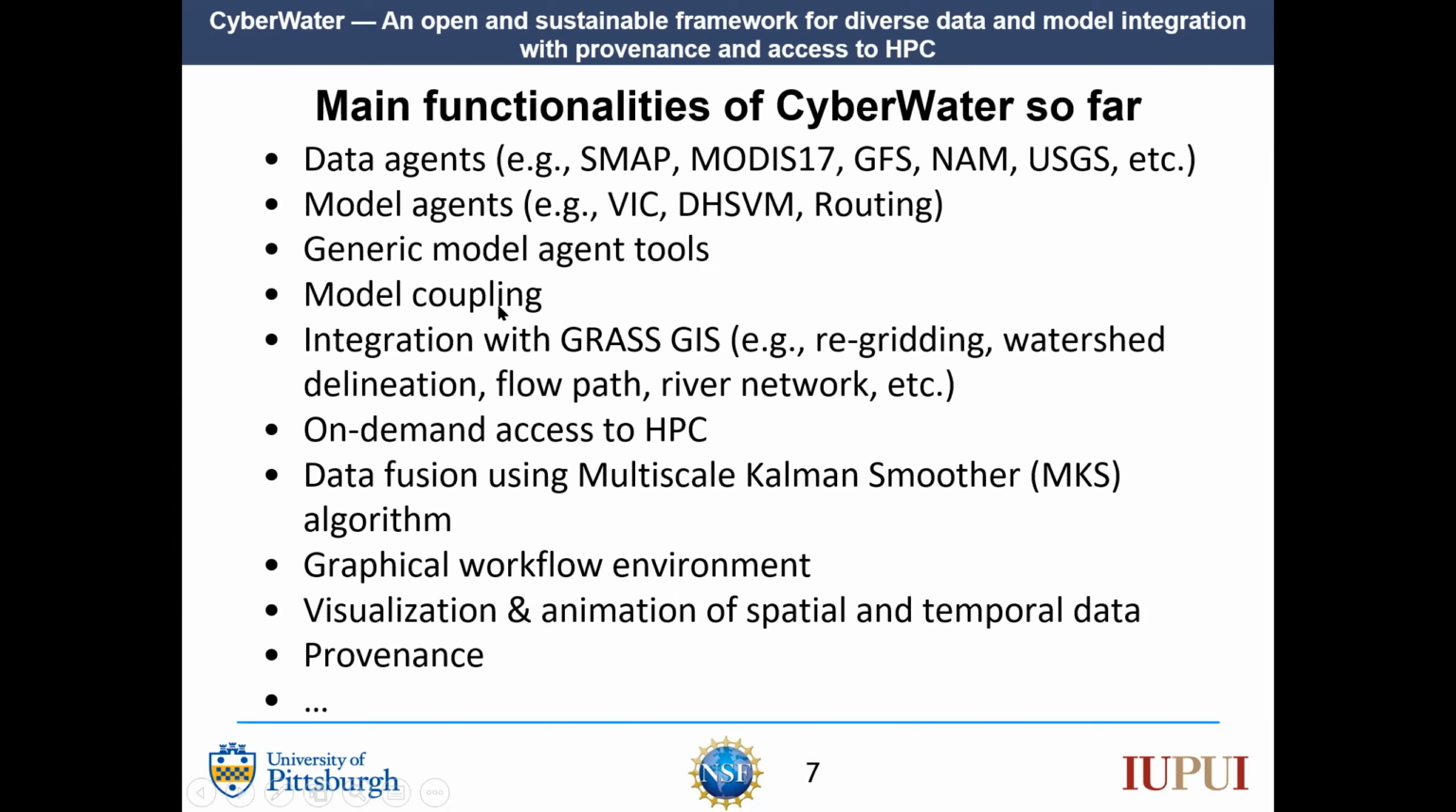And the other functionalities that we have so far include model couplings. CyberWater makes model coupling an easy task. CyberWater also has integrated with GRASS GIS. What it means is that all the commands that are available in GRASS GIS can be used in CyberWater. CyberWater offers the on-demand access capability to HPC. CyberWater also offers the capability of fusing different data products or model results by using the multiscale Kalman Smoother algorithm.